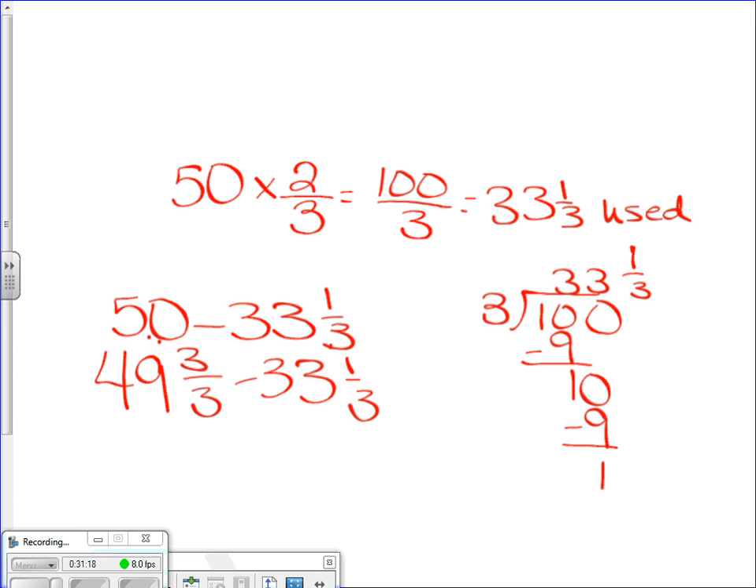Now I can subtract it. Do my fractions, I get 2/3, 49 minus 33, 16. 16 and 2/3 pounds is left.